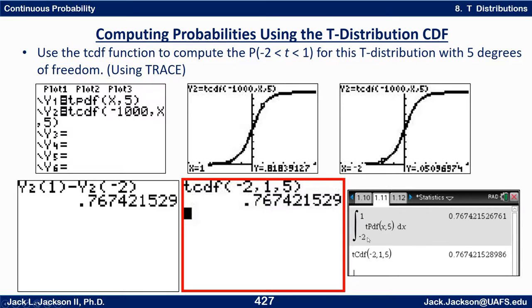We can do it from the PDF here on the Inspire with the integral, summing up our probability from -2 to 1, the tPDF of x, 5, dx. That gives it to us. But the better way to do it is to use the CDF. So just use tCDF, lower, upper, and the degrees of freedom. Basically, this last version here on the Inspire, or this version in the middle, boxed in red on the TI-84, is exactly how I would find the probabilities. I probably wouldn't even bother drawing them out, but if you need to, you can.